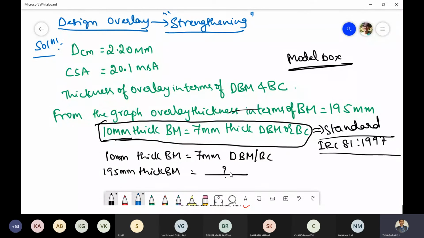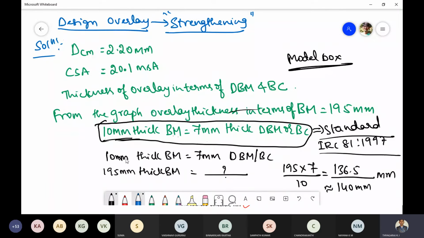So 195 into 7 divided by 10. How much are you going to get? Calculate it; that will be the thickness. For 10 mm it is 7 mm DBM or BC. For 195 mm, how much are you going to get? Calculate the value. 136.5. Understood? So we'll round it to 140 mm.